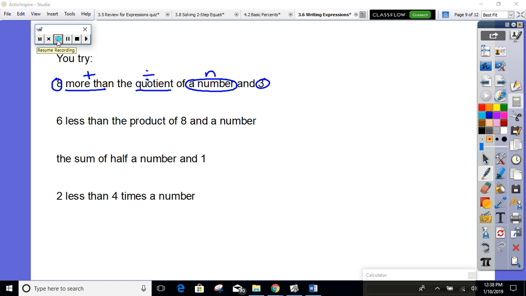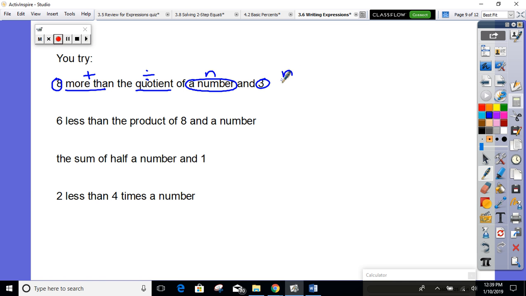Okay, so we were looking at this one. We were doing the quotient of a number and 3. Brady, how would we write the quotient of a number and 3? We want just this part right now, the quotient of a number and 3. How do I write that? Quotient means division. No, there's no 6 there. There's an N and a 3. That's all. Yeah. N divided by 3.